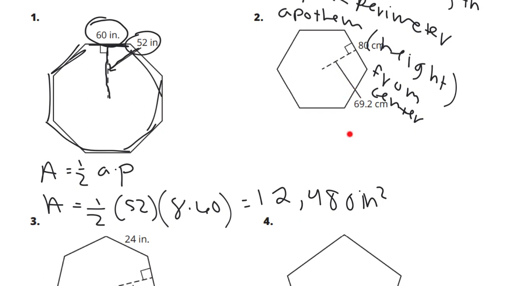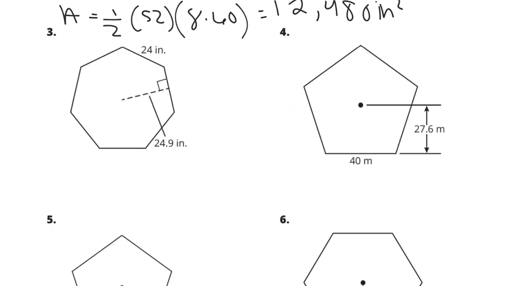That's your height. Okay. If I go down to number 4, 40 is the side length. I count how many sides I have. Multiply that, and that's going to give you your perimeter times the height. The apothem is going to be 27.6. And yeah, you do the same thing for all of them. So I'll let you guys do the rest of them, and that's your homework.